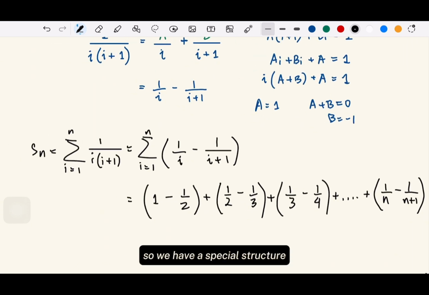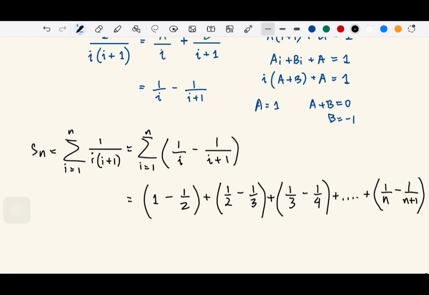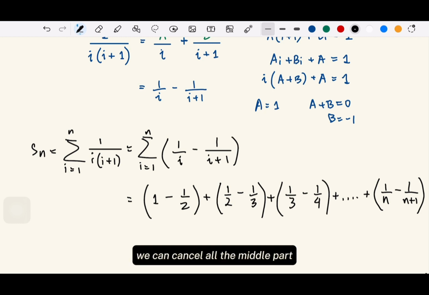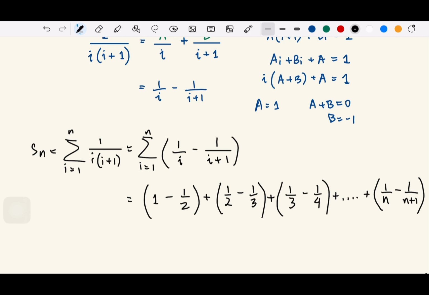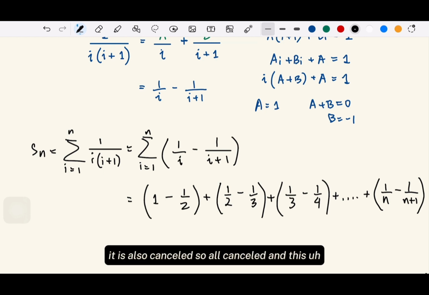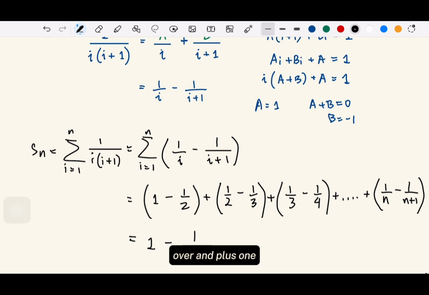So we have a special structure. Because if you see from the middle part, we can cancel this, right? We can cancel all the middle part. And you can imagine that if I compute this 1 over 4, the next terms should be having 1 over 4. So all the middle terms, including this 1 over n, are also canceled, right? So all canceled, and the expression is only 1, and then minus 1 over n plus 1. So we could write down here that it will be 1 minus 1 over n plus 1.